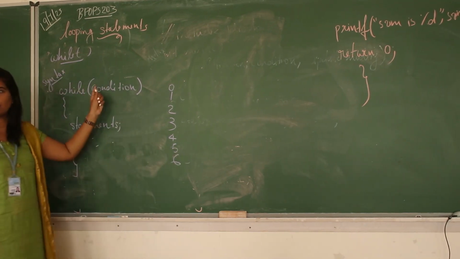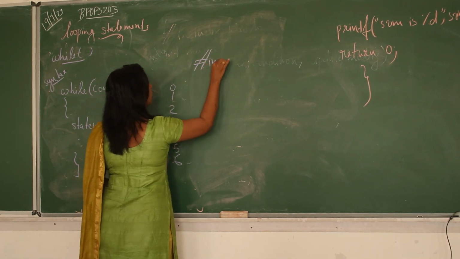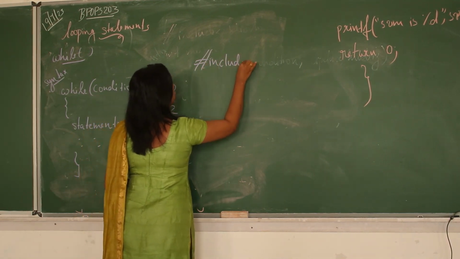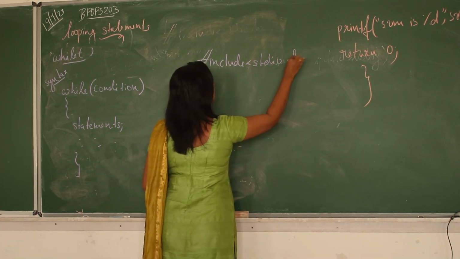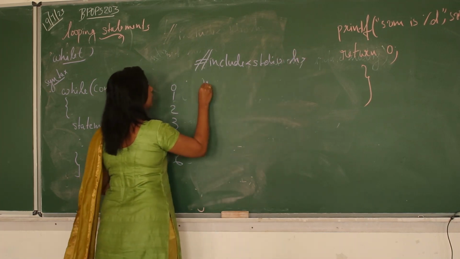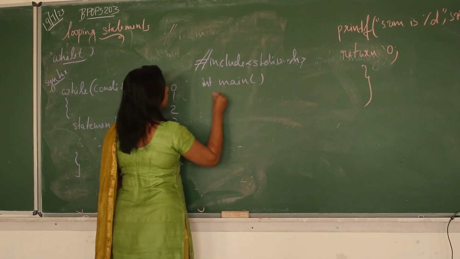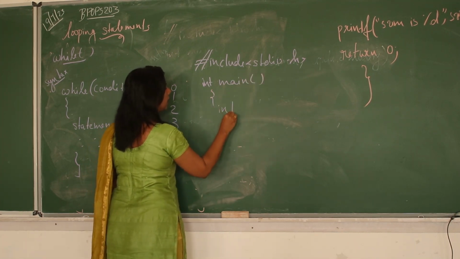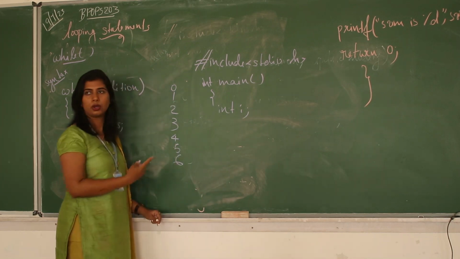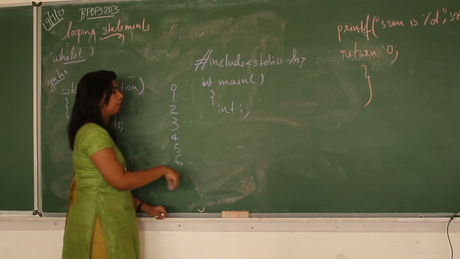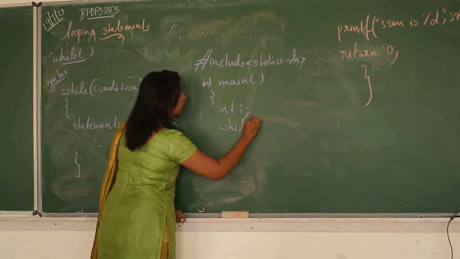How can we write it with while? Again, how can we write it? As usual, you have to start by including your header files. Then, starting with main. Then, I'm declaring those variables I am using. Now, I just want to repeatedly execute my printf. So that I am writing inside this while.